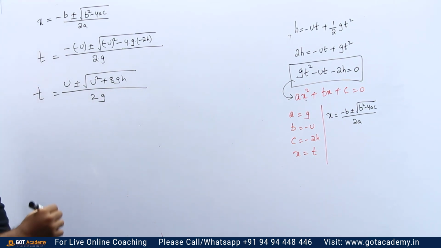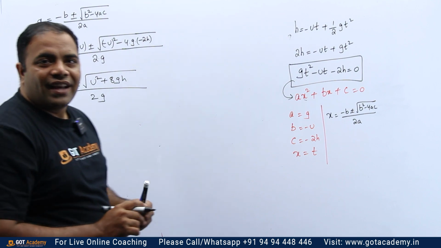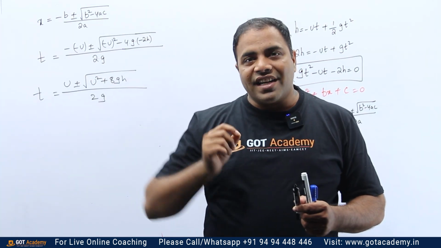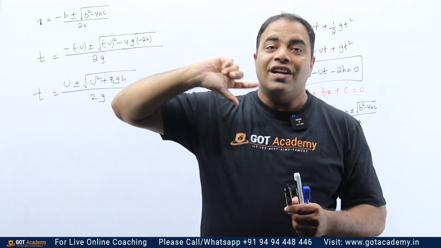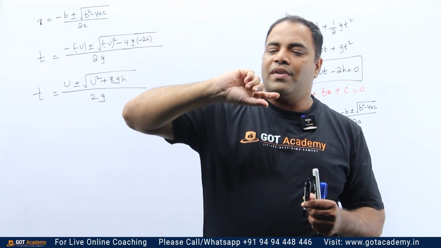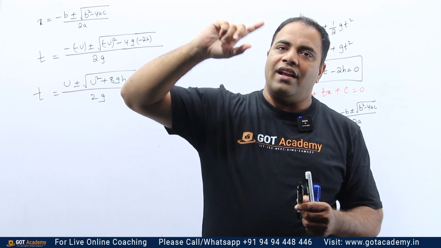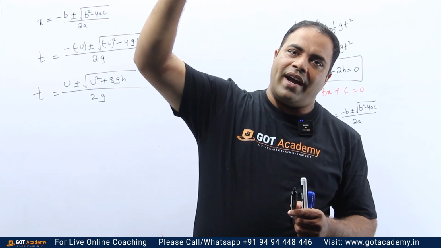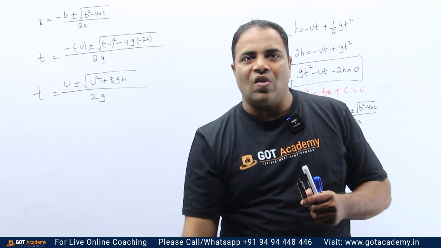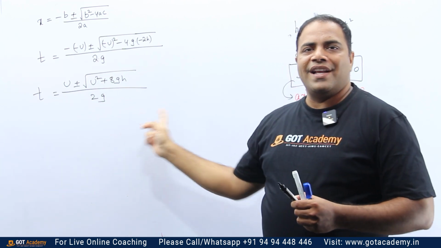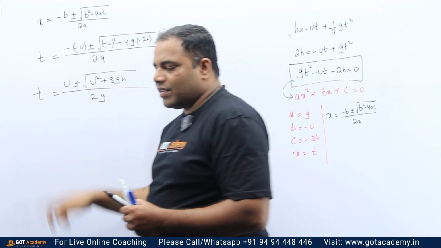This is the way we have to find out the time taken by a body which has been projected from the top of a tower to reach the ground. Tower means it is at some height, right? From there you are throwing and it goes to some highest point and thereafter comes down. So what is the time taken? This is the way we have to solve it. My dear children, you better take a screenshot of this one.